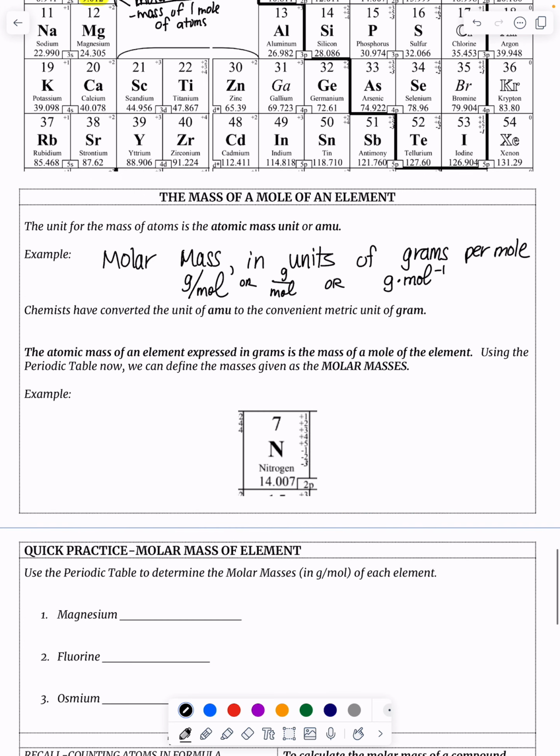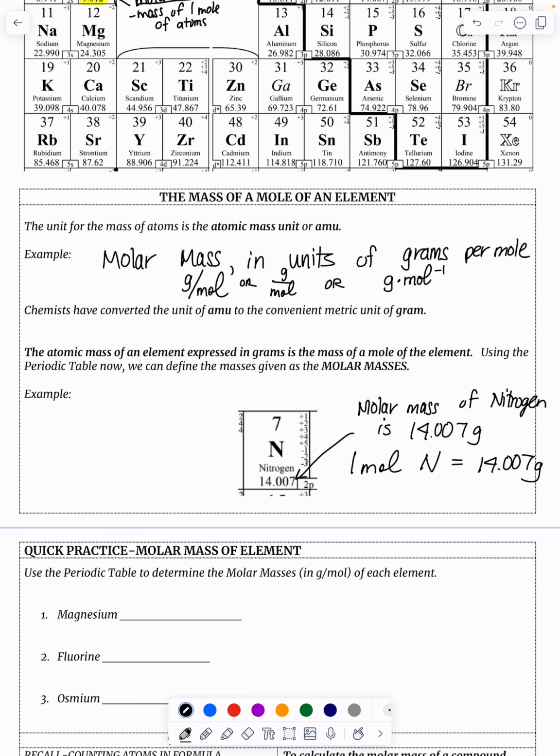So if we see nitrogen here, when I look at our periodic table, this 14 is the molar mass of nitrogen. It is 14.007 grams. So 1 mole of N is equal to 14.007 grams.